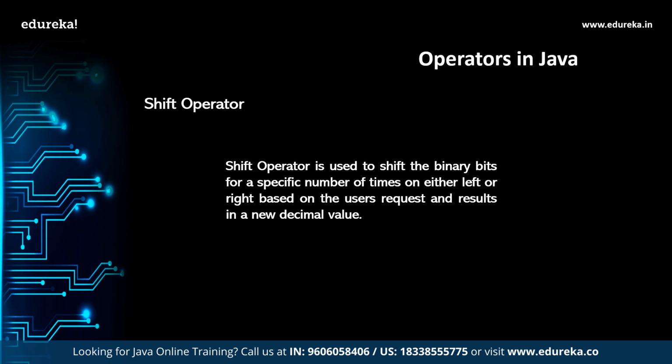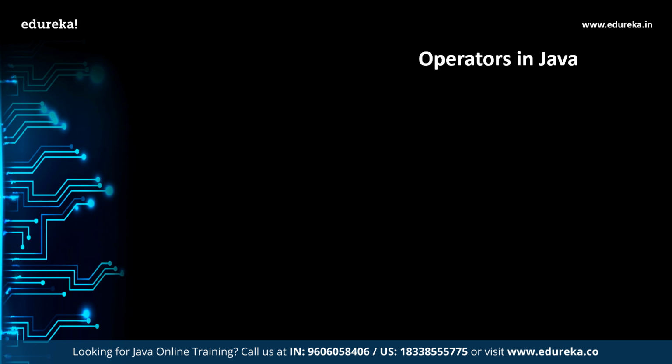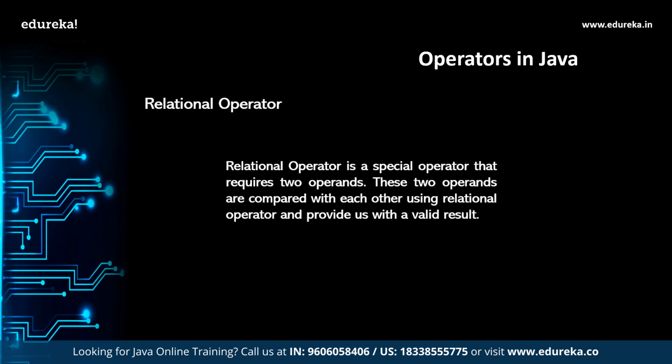Now, followed by the shift operators, the next upcoming operator is none other than the relational operator. Relational operators are known to everyone. We all know the greater than or less than symbols, which is a similar operation to what the relational operator performs in the Java programming language. The relational operator has two operands, the left side one and the right side one. These two operands are compared with each other using the relational operator and provide us with a valid result.